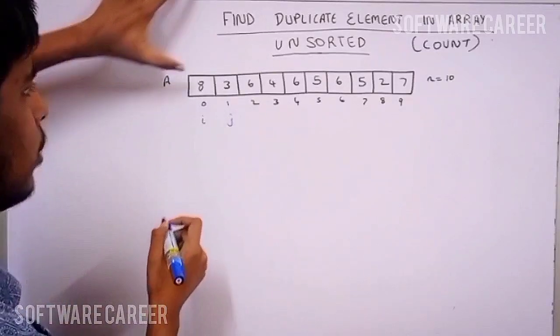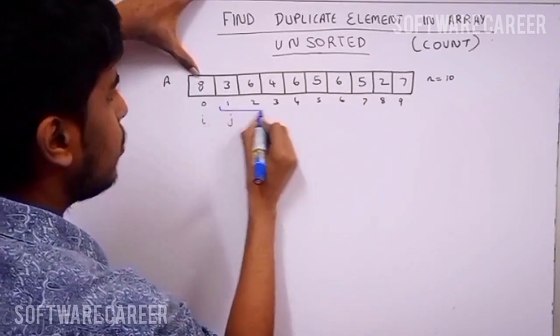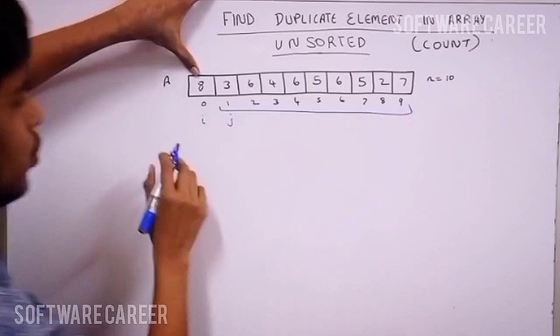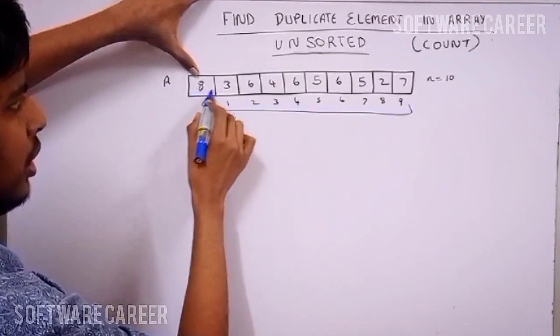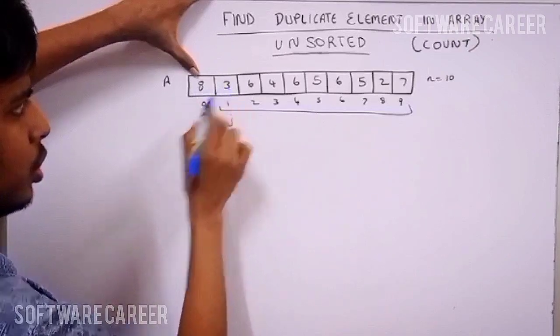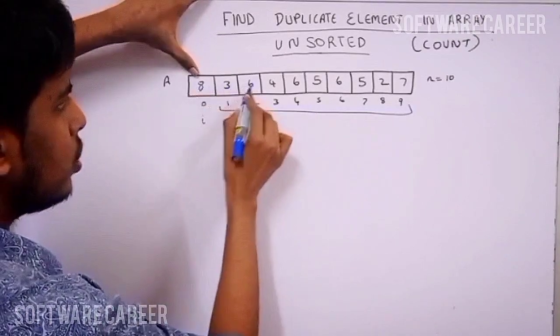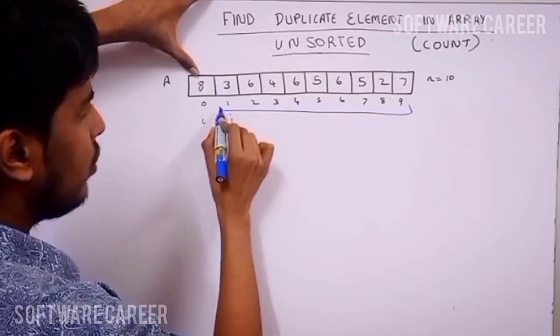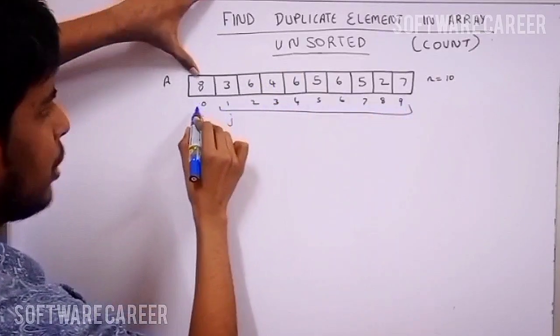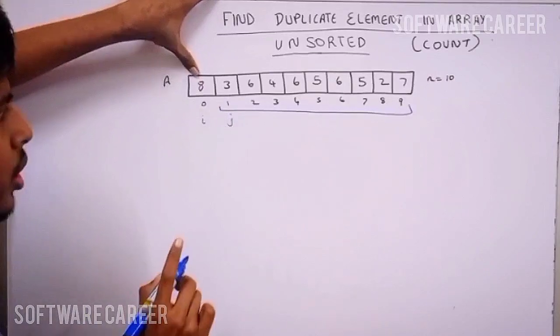Now see, you should compare. j will be from 1 to 9. Now you should compare whether A of i is equal to A of j. That means whether 8 is equal to 3, no. Whether 8 is equal to 6, no. Whether 8 is equal to 4, no. Like that you should travel j one by one, and you should compare whether A of i equals A of j, like that.